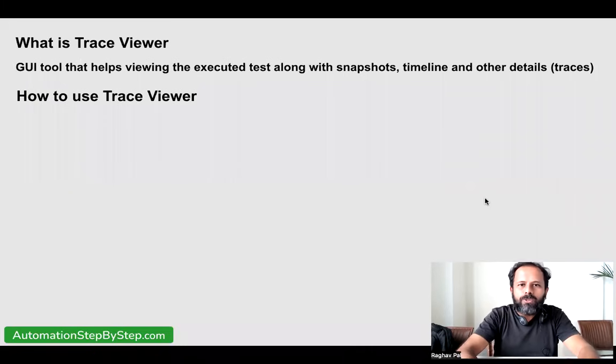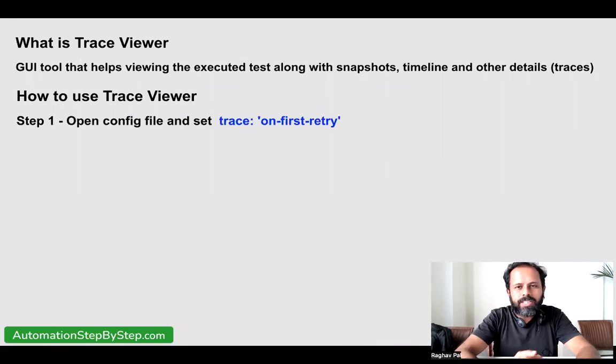Now let us see how to use trace viewer, and we will go step by step. Step number one is we can open our config file and set the property and option for trace. I will also tell you the other options, how you can do it from the code itself or from the command. But let us start with the config file.